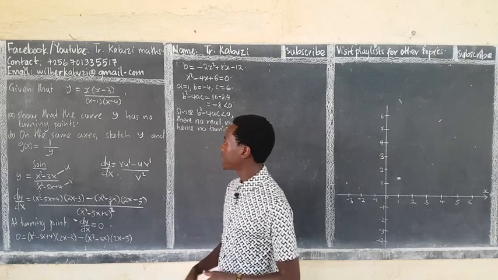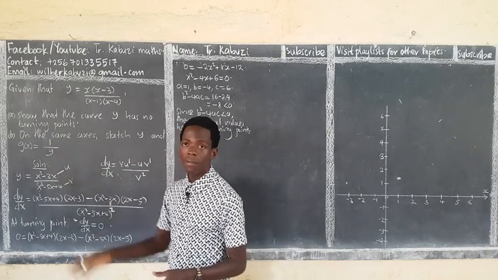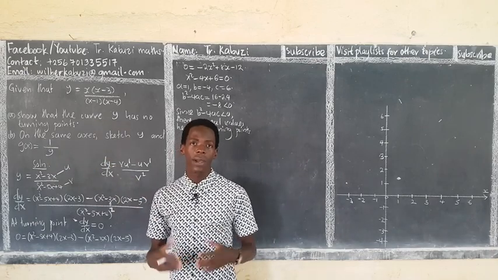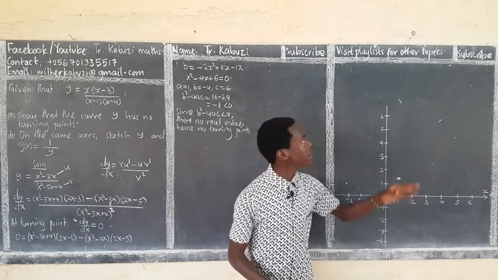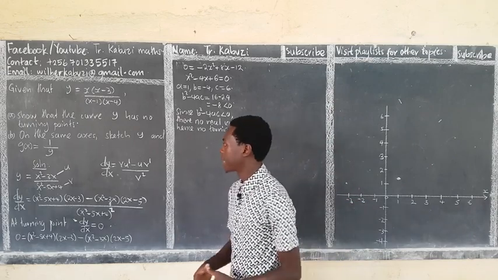On the same axis, sketch y and g of x. You see g of x is 1 over y, meaning it's the inverse of y. So in simple terms, we are going to see how to sketch a curve and its inverse. For more topics about curve sketching, you can visit the playlist there. You will see more examples.